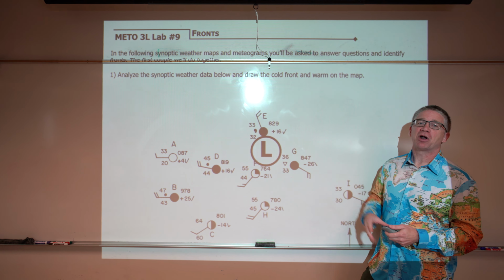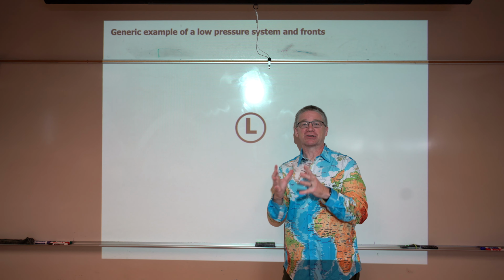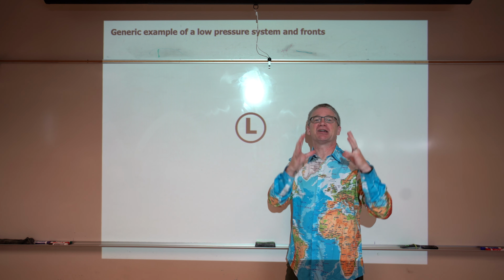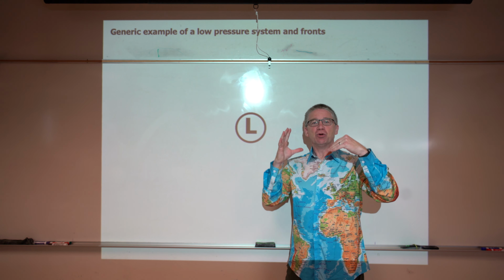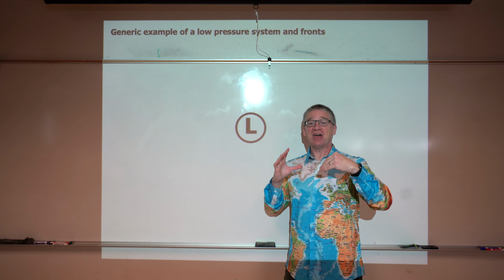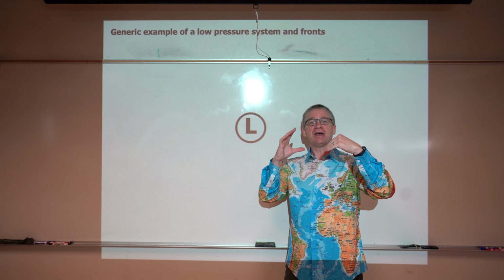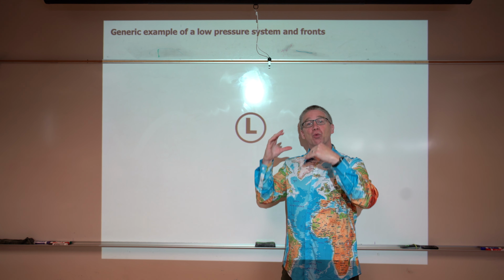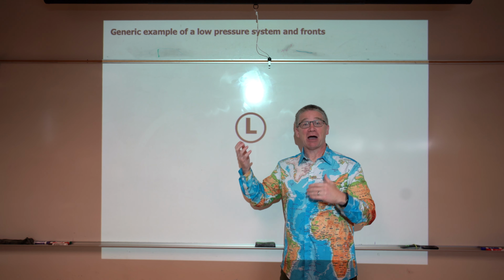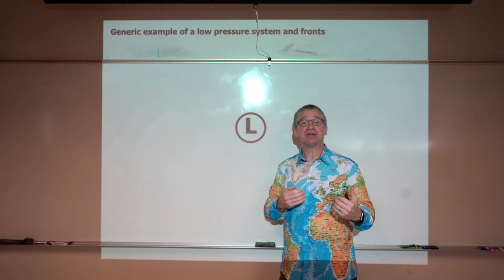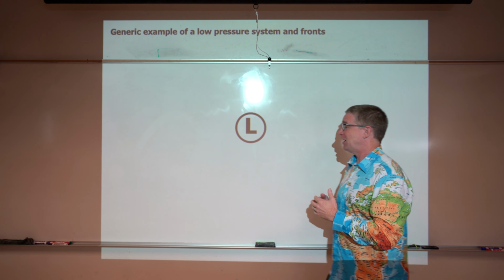What I wanted to do is just show you, first off, what a typical low pressure storm system looks like with fronts and some of the conditions we associate with those fronts. And then we can start thinking in terms of how that's going to be represented with our synoptic weather symbols and how we can eventually use that to find fronts on a weather map.